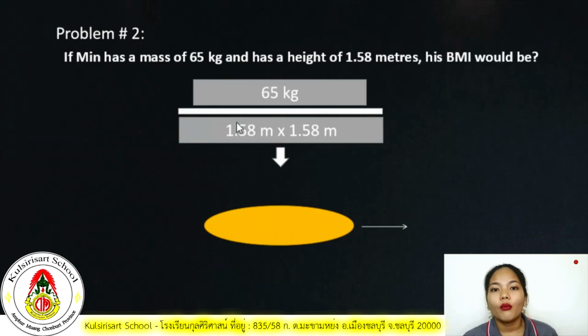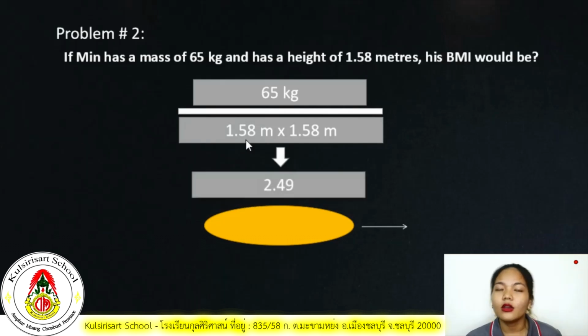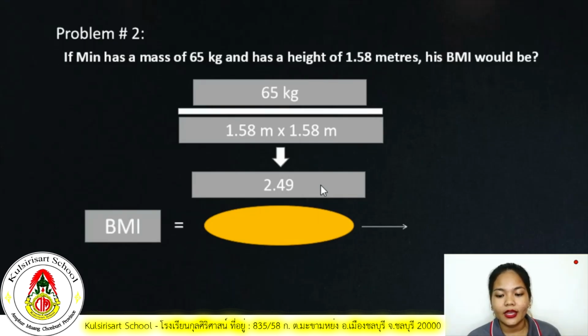Okay, so 1.58 times 1.58 is equal to 2.49. Now that you already have this value, I want you to divide 65 by 2.49 and the answer will be 26. Okay, so Min's BMI value is 26.